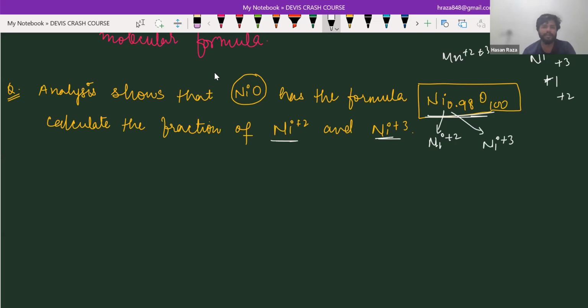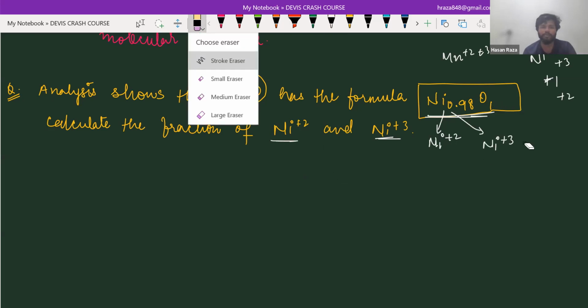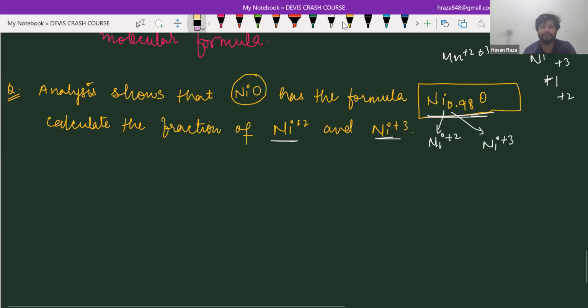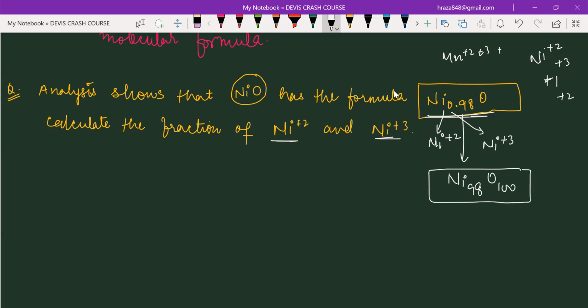I just wrote it wrong. This formula is basically Ni0.98O. I'm going to multiply both by 100, so it will be Ni98O100. Yes or no? Yes. Now see, it's very simple.